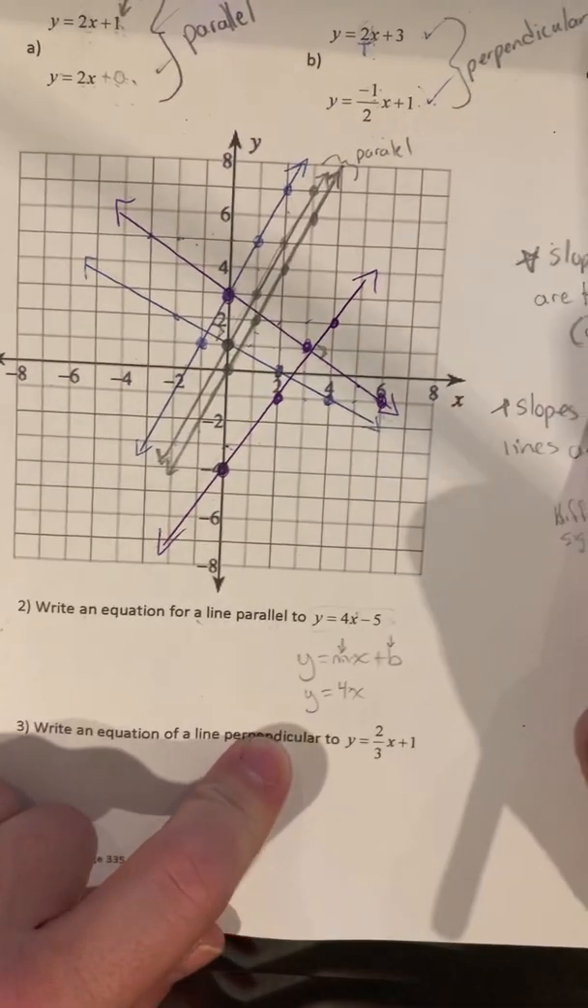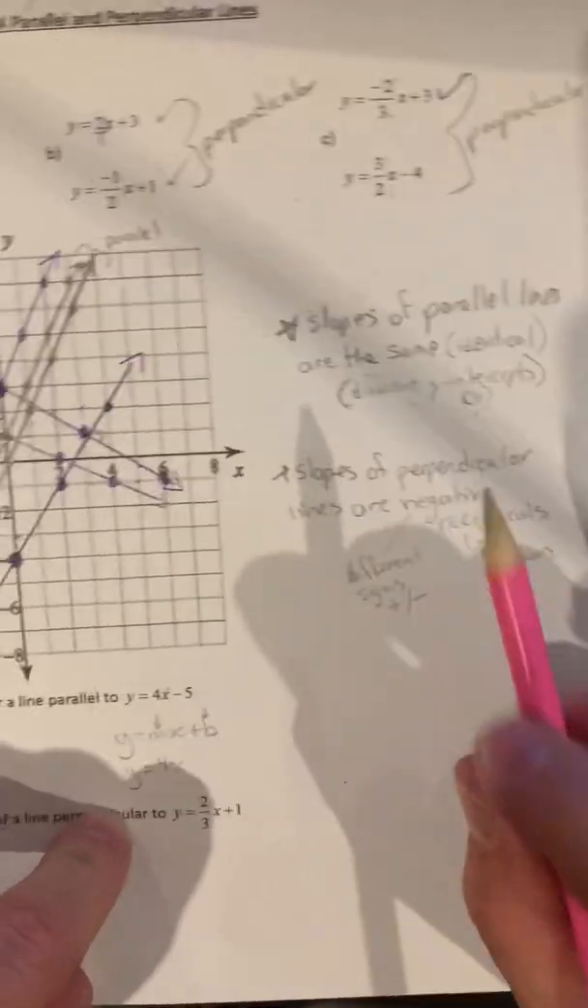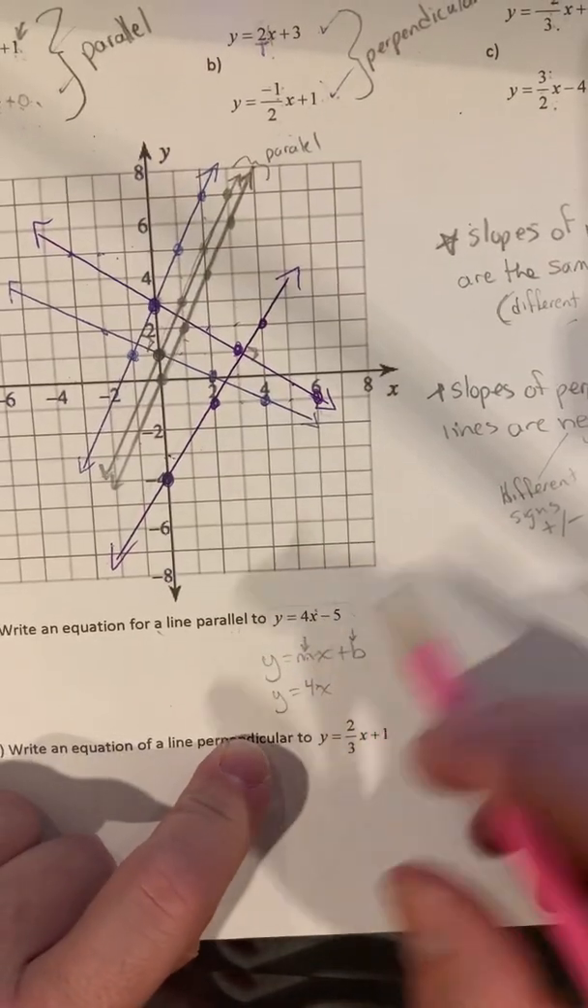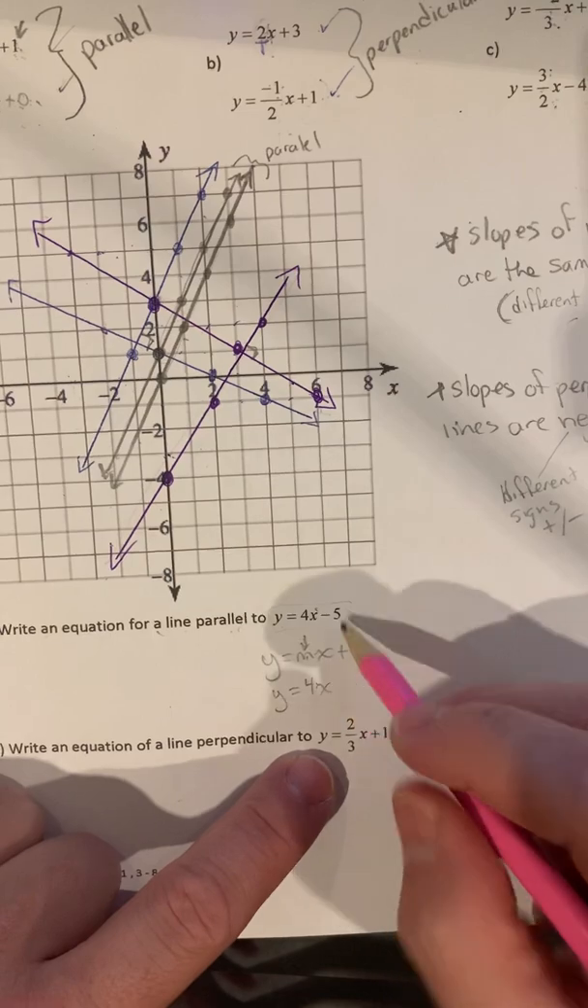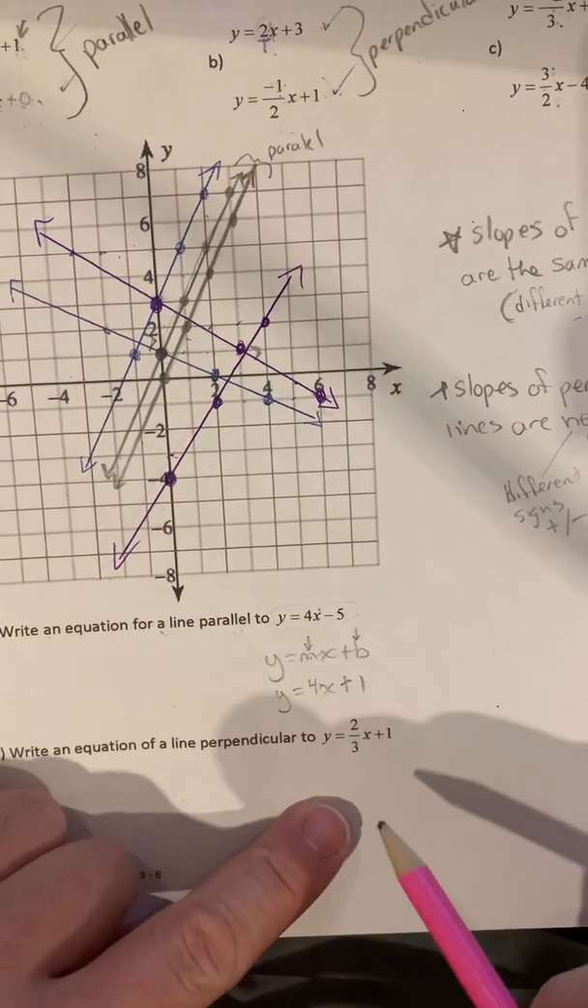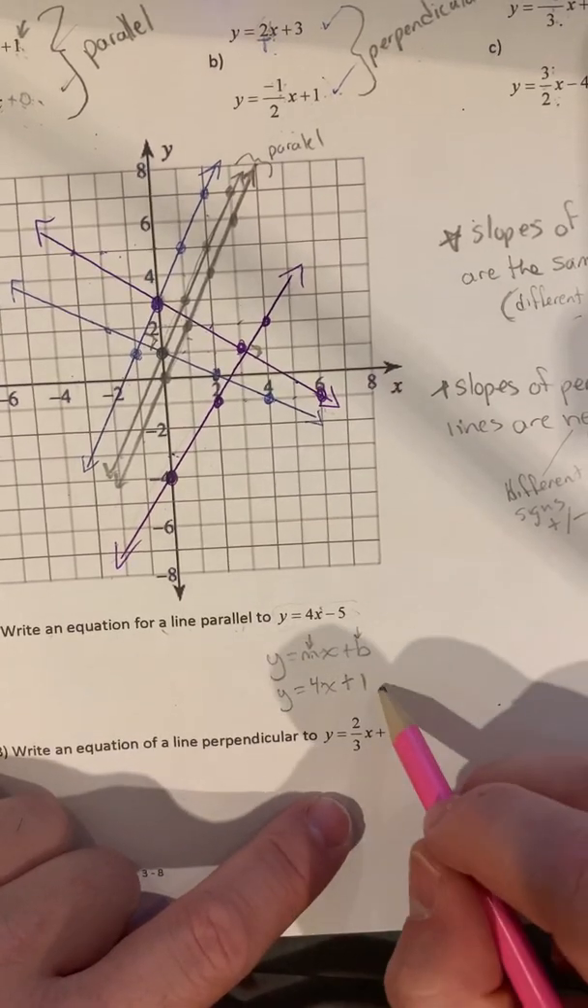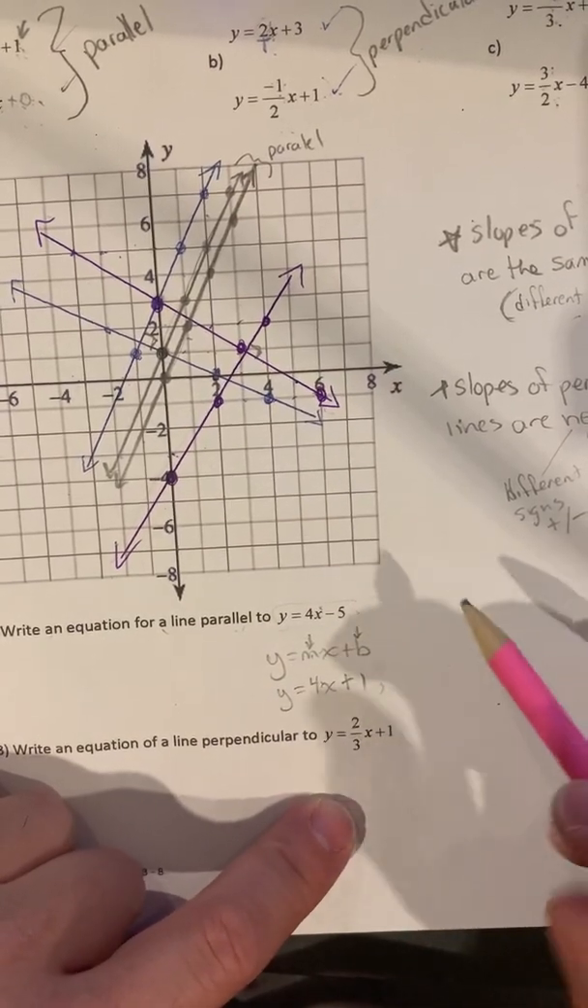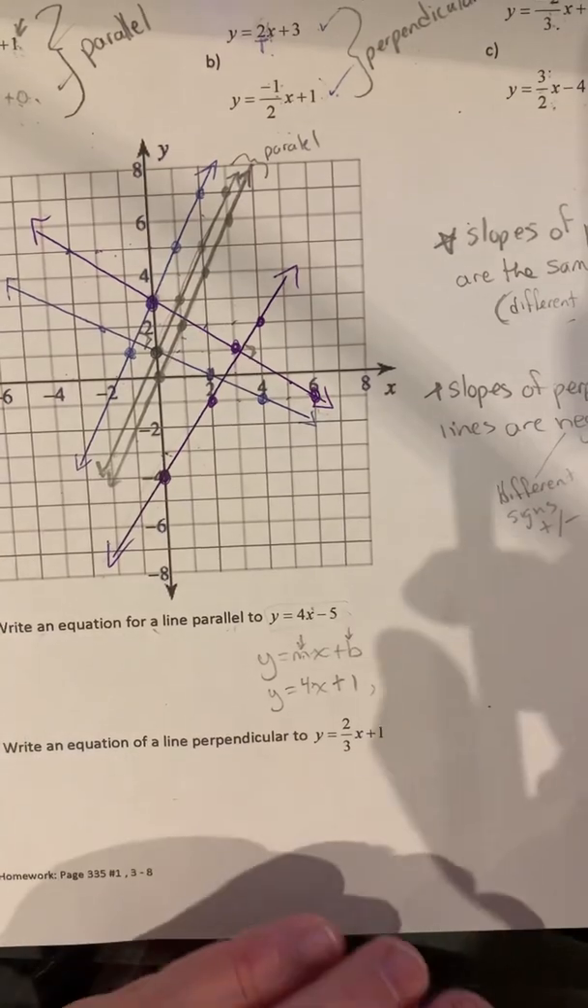And now, remember, it says different y-intercepts. So then I just change this y-intercept into any number. It doesn't matter. Okay, I'm just going to say plus 1. Okay, so that's one equation that is parallel to this one. There is an infinite number of solutions here, so it's endless answers.